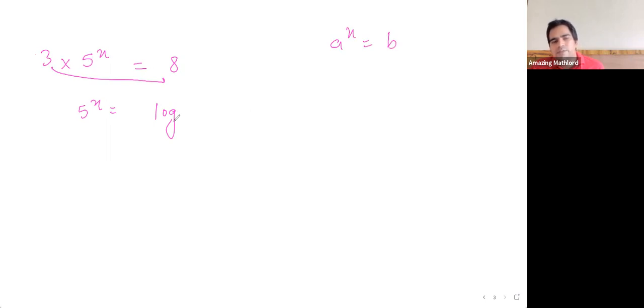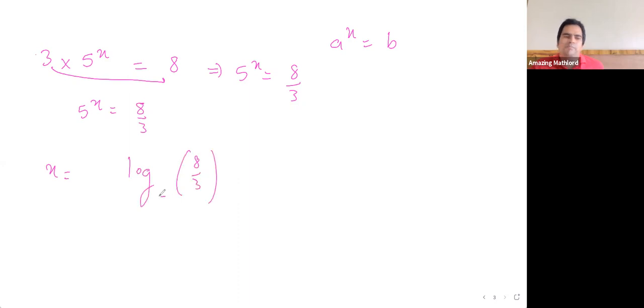So here you divide this first, so it'll become 5 to the power x is 8 upon 3. First I'm going to write down: 5 to the power x is 8 upon 3. And then after that, you apply the logic. So x is going to be log of the answer, which is 8 upon 3, to the base 5. The base is written below this number. So remember that, this is how you convert an exponential to a logarithmic relation.